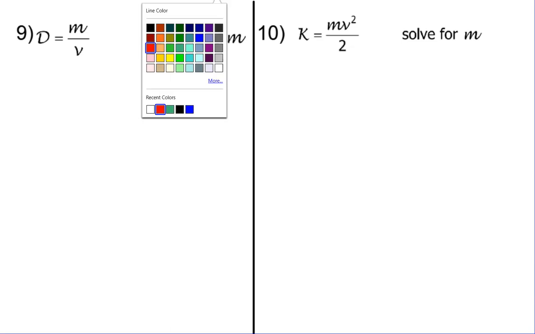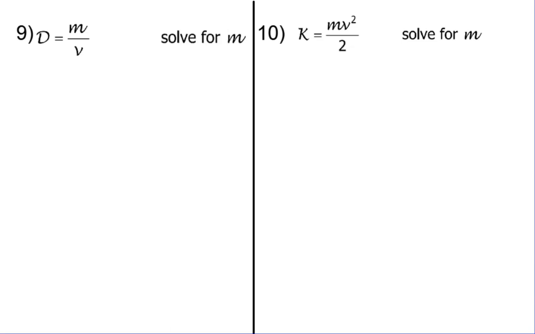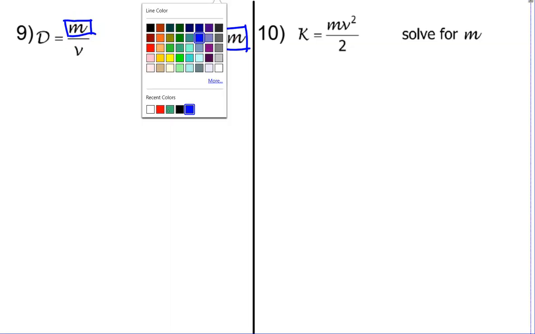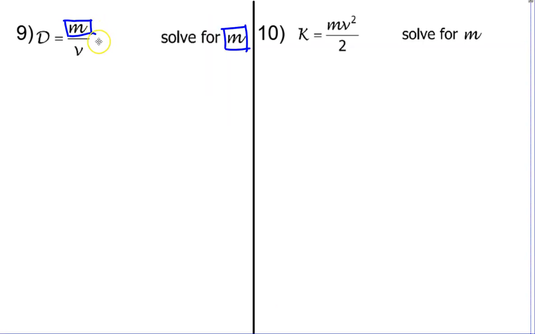All right, number 9. D equals m over v. The variable it wants by itself is the m. So here it is. What is happening to m? M is being divided by v. So what's the opposite of divide by v? It's going to be multiply by v.